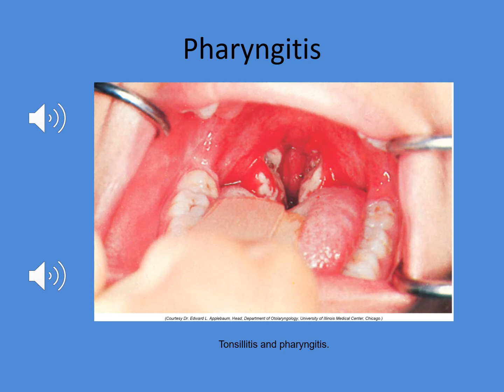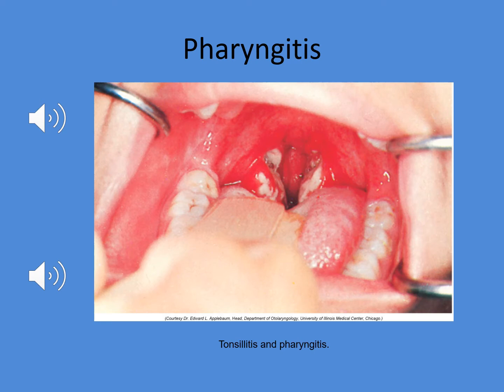Viral pharyngitis is obviously caused by a virus. Symptoms are pretty mild. They will have a complaint of a sore throat, fever. Fever tends to be lower grade fever, rhinorrhea, cough, and just general malaise, just not feeling well. On physical assessment, we can see or feel that the regional lymph nodes may be enlarged.